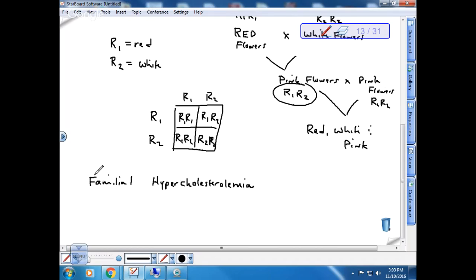So this is due to a gene that codes for a defective receptor that would prevent cholesterol from being taken out by the liver. So blood would go to the liver, but the cholesterol that you eat would not be taken out of it, okay? So I'm gonna show you just a little video that talks about this particular pattern of inheritance.